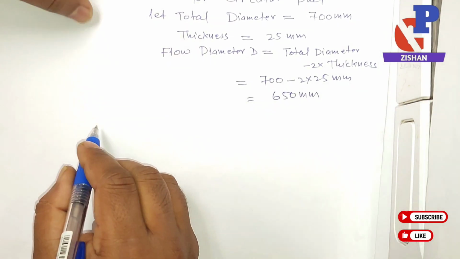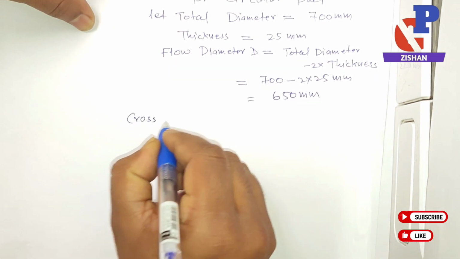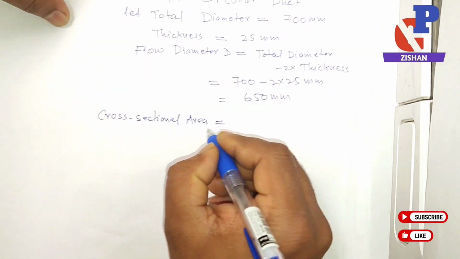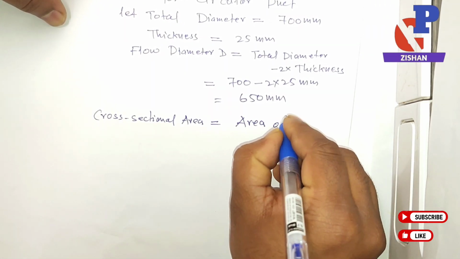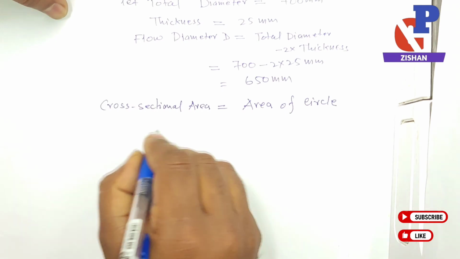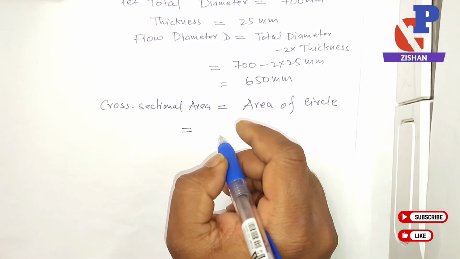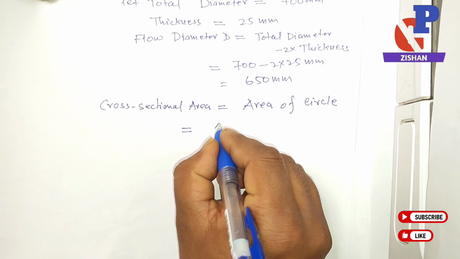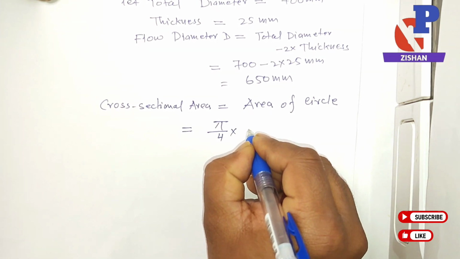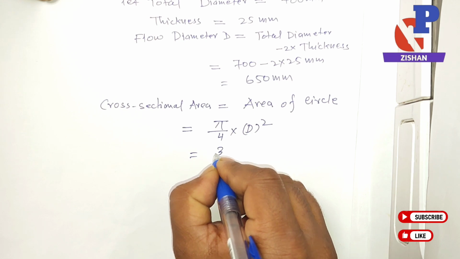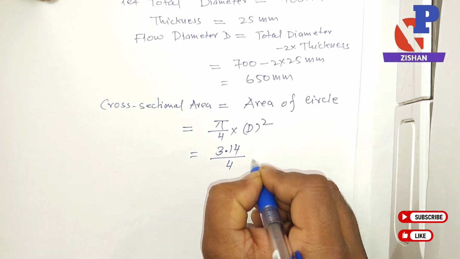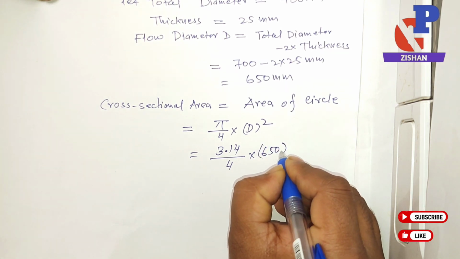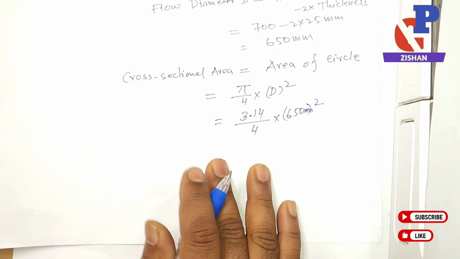Okay, now we are going to calculate the cross sectional area. For every CFM calculation, we have to take the cross sectional area inside the duct. Cross sectional area equals the area of the circle, and we know that area of a circle equals pi by 4 times diameter square, pi/4 × d². The value of pi is 3.14, divided by 4 times 650 mm square.